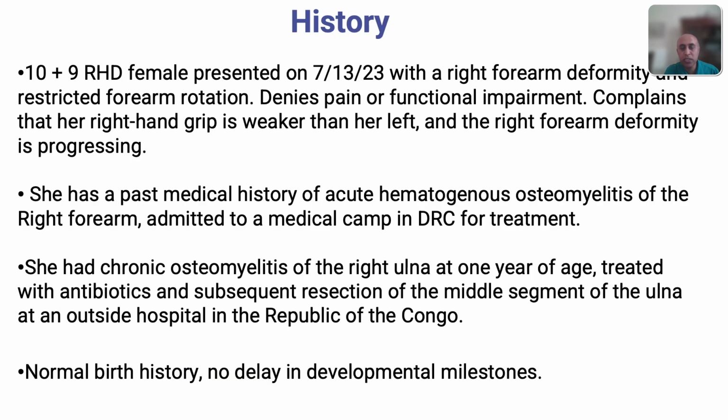So the initial history is somewhat similar to the previous patient. She had osteomyelitis when she was younger, around the age of 1 to 2, and had initial medical treatment. She later developed a sequestrum, and she was treated for it in a medical camp in the Republic of Congo, where the middle segment of the ulna was resected. And she then migrated to the United States 7-8 years later.